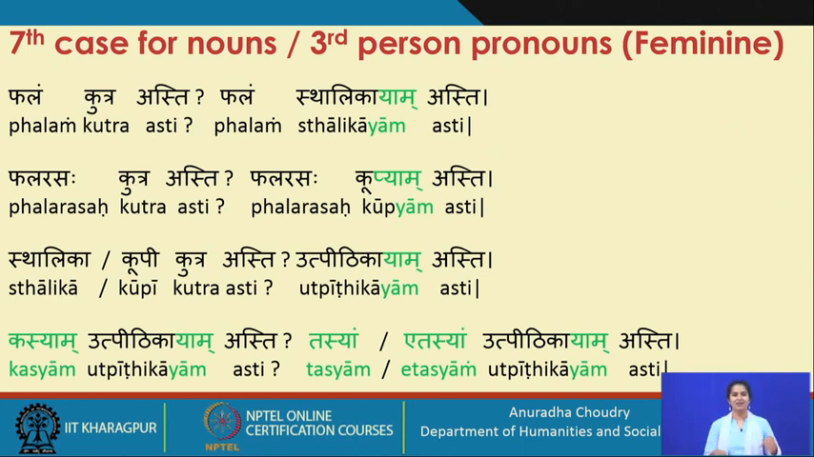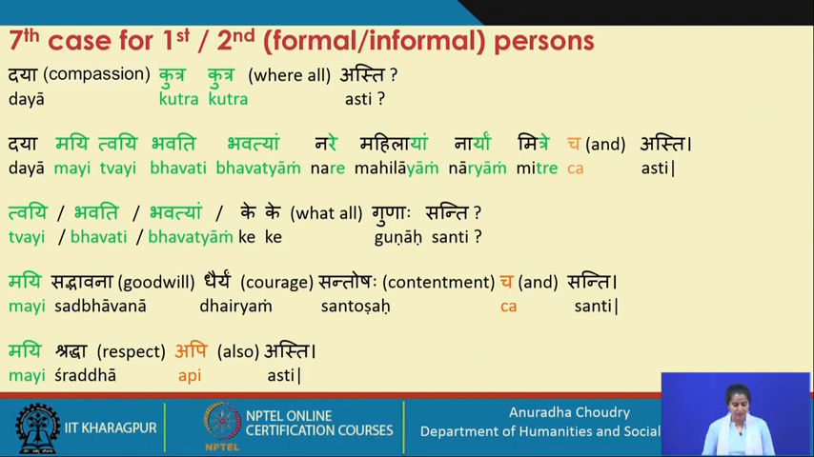Uttamam. Now the question is kasyam utpitikayam asti? In which or on which table is it? The answer, tasyam etasyam utpitikayam asti. Uttamam. So, another for the case of the informal, you can use this particular case as daya kutra kutra asti. So, what you would notice here is that we have a doubling of the word kutra, which means where.